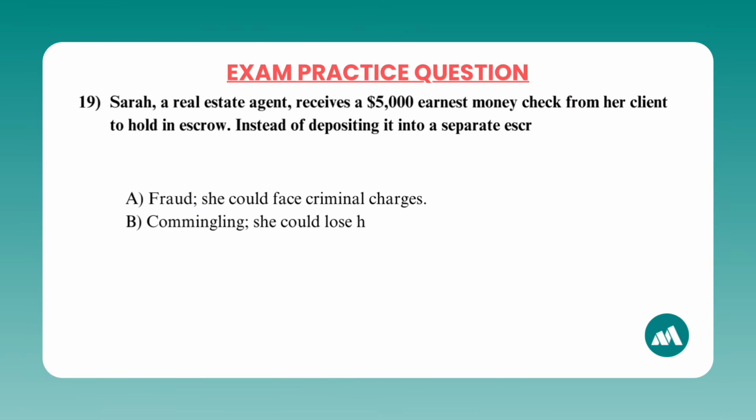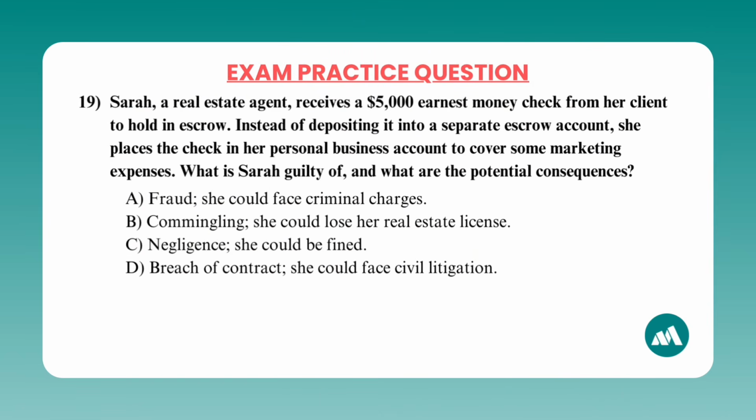Number 19. Sarah, a real estate agent, receives a $5,000 earnest money check from her client to hold in escrow. Instead of depositing it into a separate escrow account, she places the check in her personal business account to cover some marketing expenses. What is Sarah guilty of, and what are the potential consequences? Is it A, fraud? She could face criminal charges. B, commingling? She could lose her real estate license. C, negligence? She could be fined. Or D, breach of contract? She could face civil litigation.